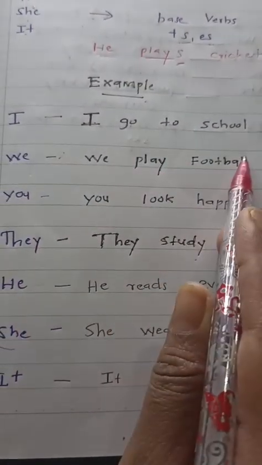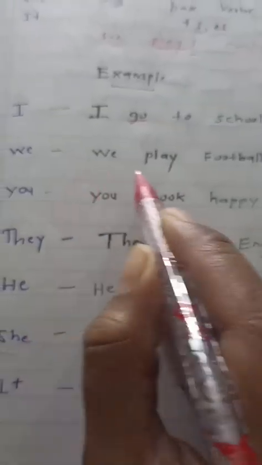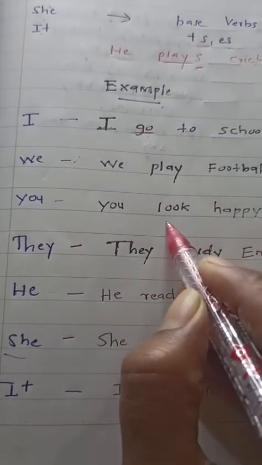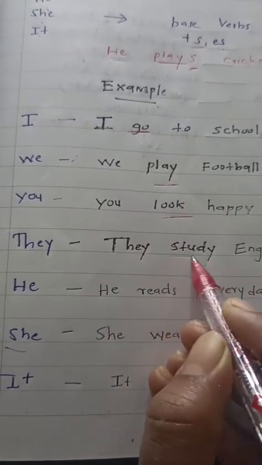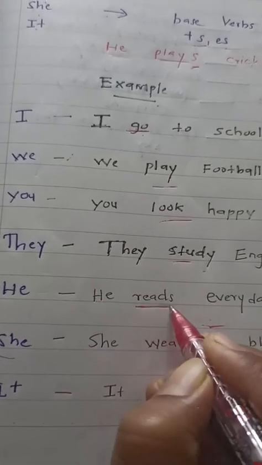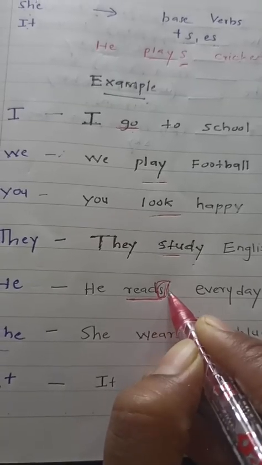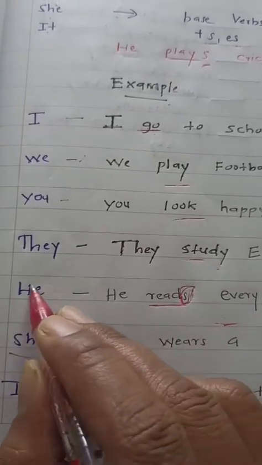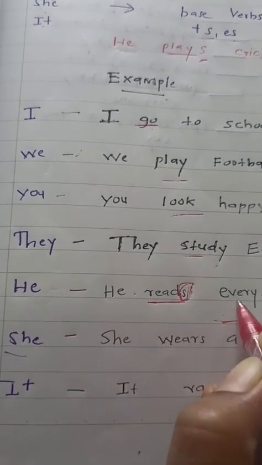Let's see some examples. I go to school. Go is a base verb, there is no change, so simple present tense. We play football. You look happy. There is no change. They study English. He reads every day. Read, reads. The base verb changed because the pronoun is he. So he reads every day.